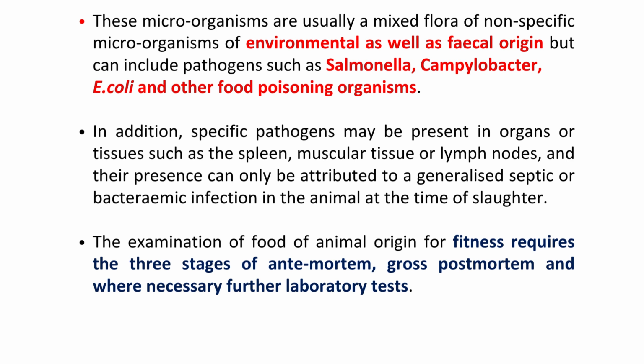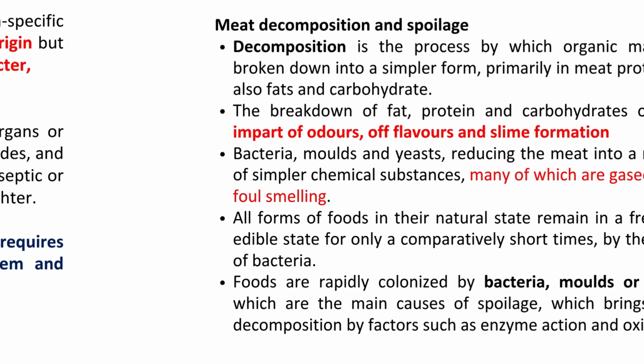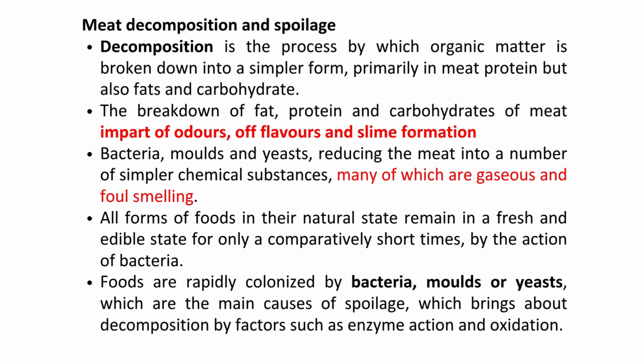Furthermore, specific pathogens may already be present in organs or tissues due to a generalized infection in the animal at the time of slaughter. Assessing the fitness of meat requires 3 stages: ante-mortem inspection, gross post-mortem inspection, and if necessary, further laboratory tests. Now let's talk about the inevitable processes of meat decomposition and spoilage.